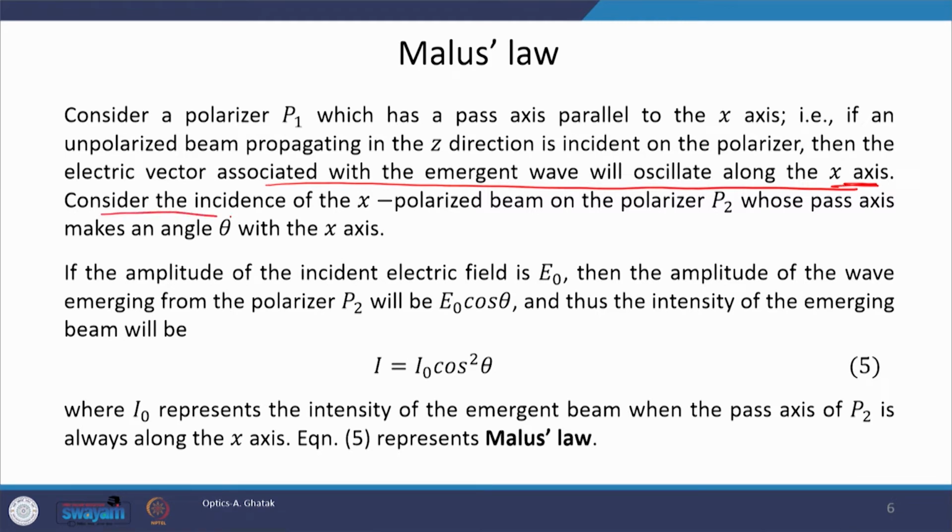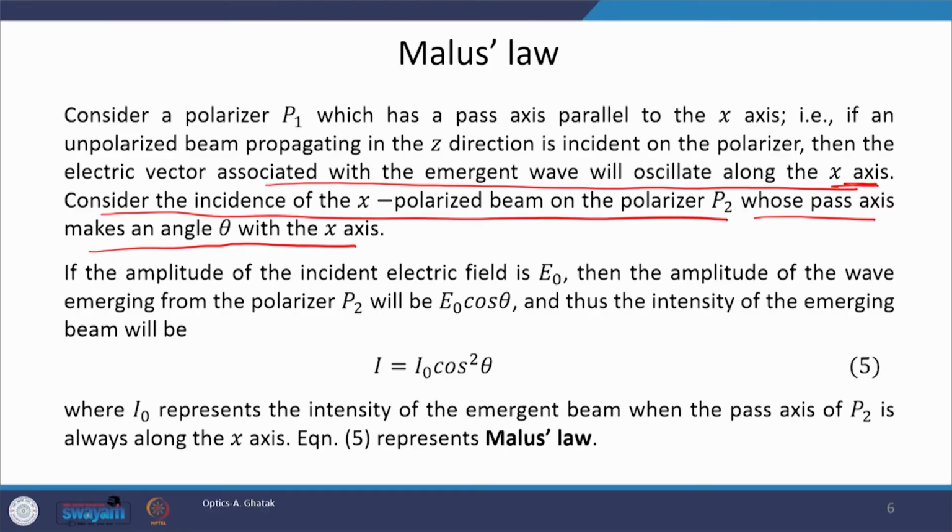Now, consider the incidence of the x polarized beam on the polarizer P2, which is the next polarizer, coaxially placed with the first polarizer, whose pass axis makes an angle theta with the x axis. So we are considering two polarizers, and the pass axis of the first polarizer is along the x axis, while the pass axis of the second polarizer is rotated. It is making an angle theta with the vertical, and they are coaxially placed.